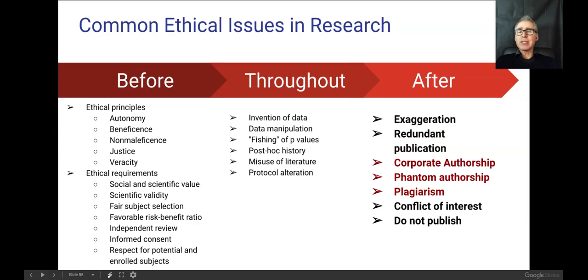The following problems are related to authorship. It may be that a research group decided to include, for example, the head of the department just because he or she is the head. Such is a case of what is called corporate authorship. Another problem is phantom authorship.